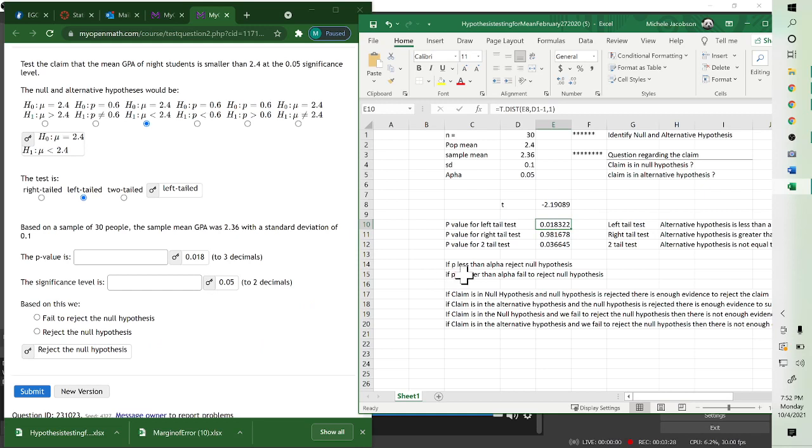It says if the p-value is less than alpha. So this is our p-value and this is alpha. And notice 0.018 is less than 0.05. So it is less than, that means reject the null hypothesis. And so we reject it. If it was greater than it would have been fail to reject.